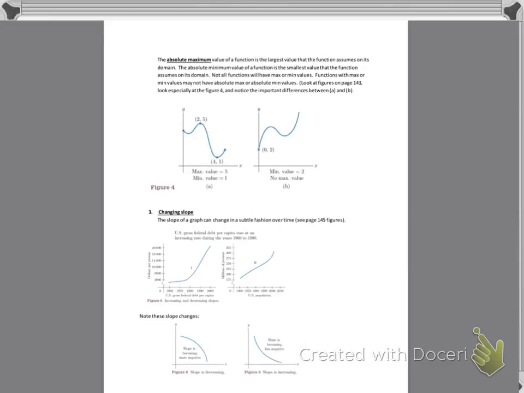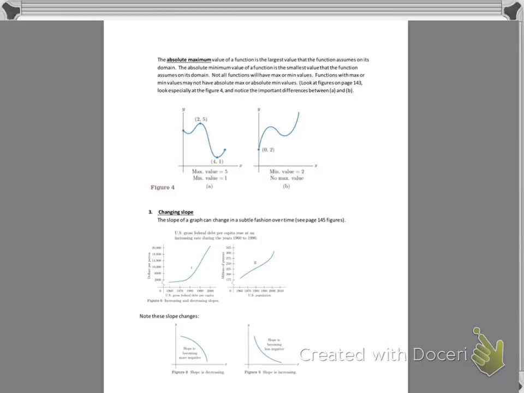Okay, I began to speak about absolute on the previous page, but let's clarify that a little bit more on this page. So the notes state the absolute maximum value of a function is the largest value that the function assumes on its domain. The absolute minimum value of the function is the smallest value that the function assumes on its domain. And I want you to note that not all functions will have a max or a minimum value. Functions with max or minimum values may not have absolute max or absolute minimum values.